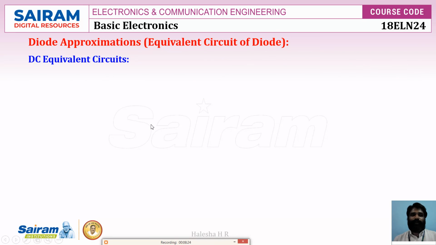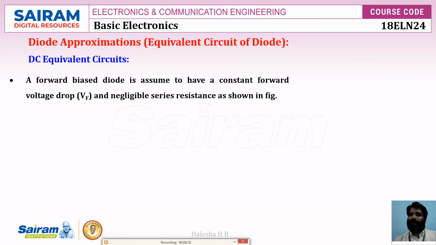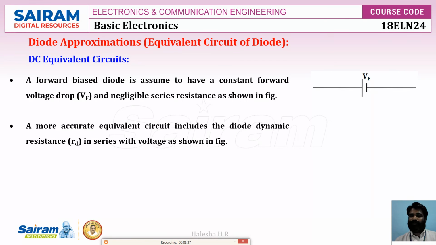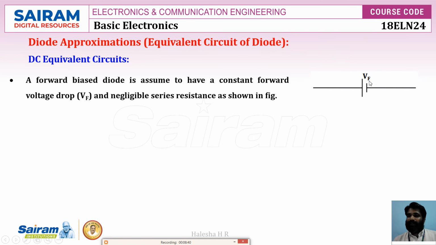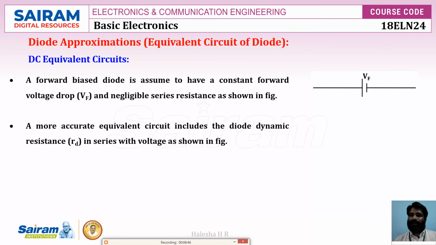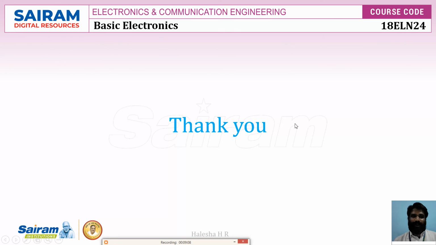Okay. And the DC equivalent circuit. A forward biased diode is assumed to have a constant forward voltage drop and negligible series resistance. See, this is the one, negligible series resistance, so this becomes the forward voltage. And a more accurate equivalent circuit includes the diode dynamic resistance RD, in series with the voltage. This is the forward voltage, and this is the ideal diode. So this is the DC equivalent circuit of the diode. Clear now? I'll continue in the next video.